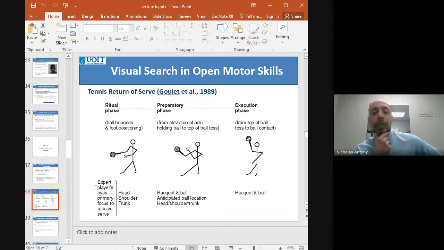This study was looking at the differences between amateur and expert tennis players. And what they found was that the amateurs were looking only at the ball when trying to prepare for returning a serve, whereas the experts would look at the body of the opponent, the shoulders, then the ball, because they would pick out different information.